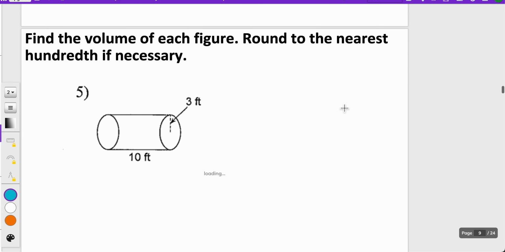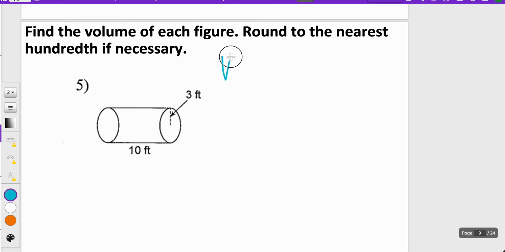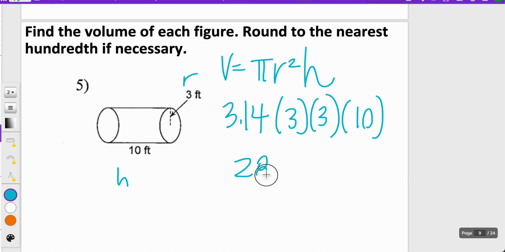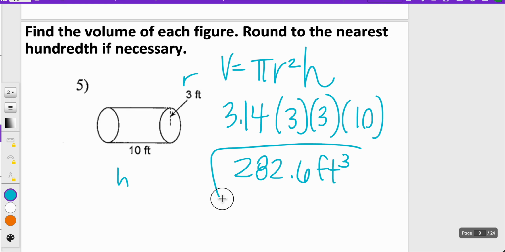Okay. Number 5, this one's a cylinder. So we have pi times radius squared, which is the area of a circle, and then times the height. So we should be typing in pi times 3 times 3, because that's my radius right here. And then my height is 10. So let's see what we come up with. 3.14 times 3 times 3 times 10. I'm getting 282.6 cubic feet.